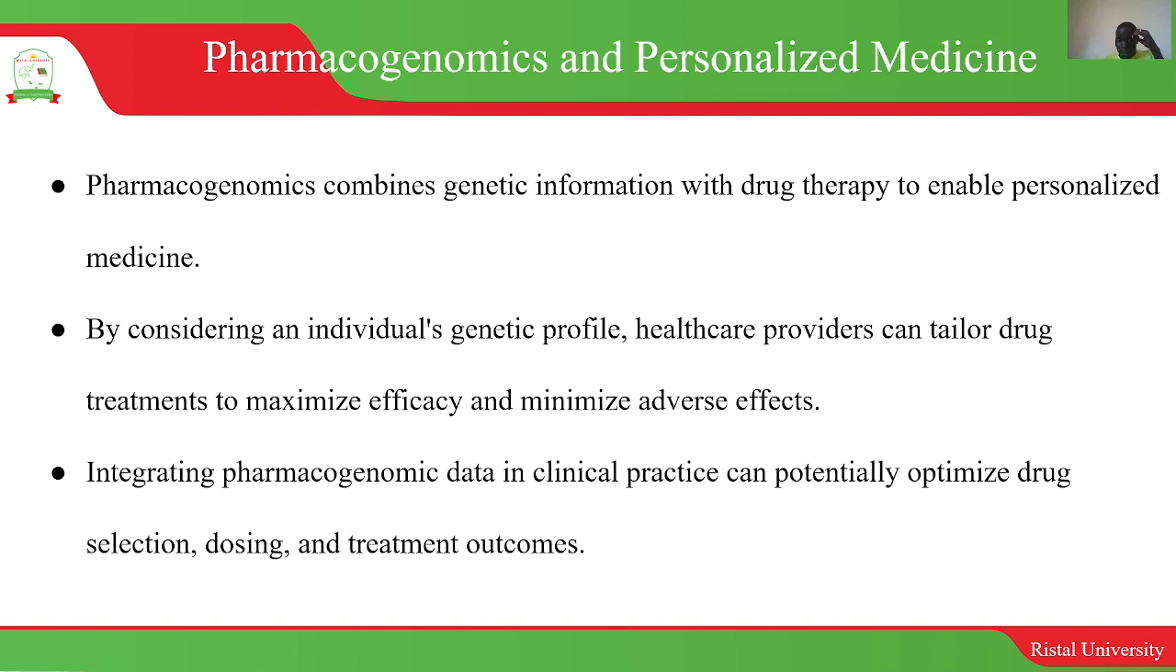Pharmacogenomics and personalized medicine. We said pharmacogenomics combines genetic information with drug therapy to enable personalized medicine. By considering an individual's genetic profile, healthcare providers can tailor the drug treatment to maximize efficacy and minimize adverse effects. Integrating pharmacogenomic data in clinical practice can potentially optimize drug selection, dosing, and also treatment outcomes.